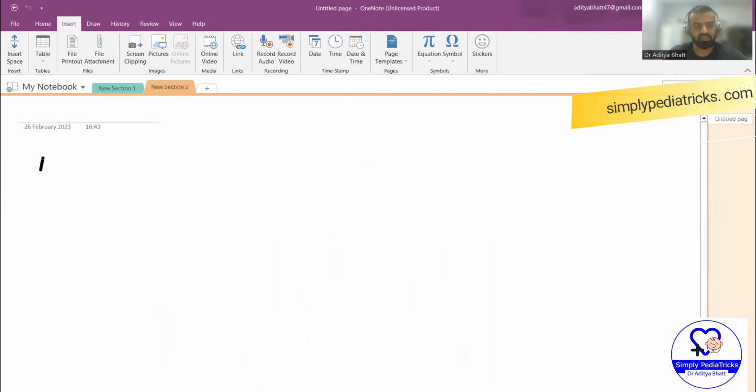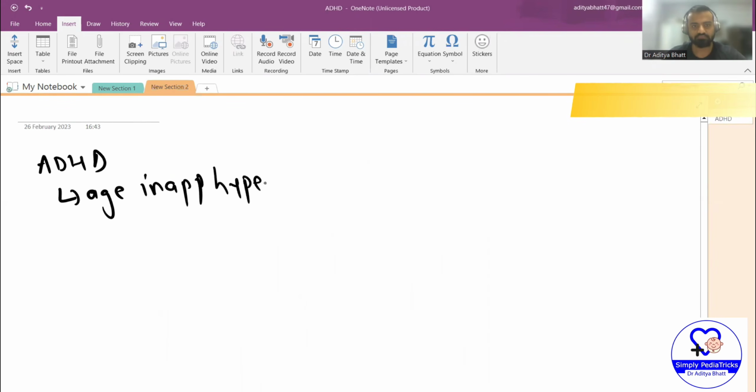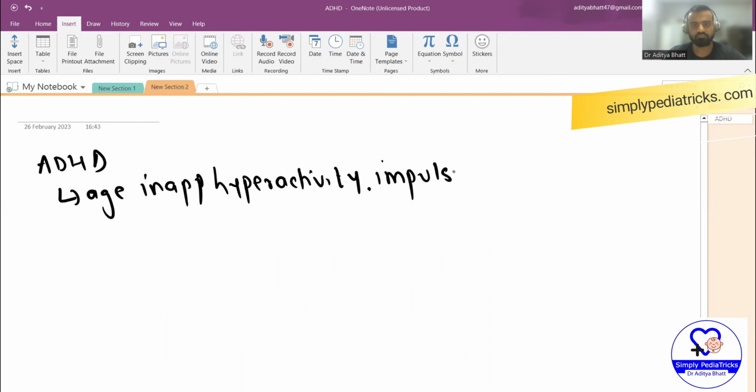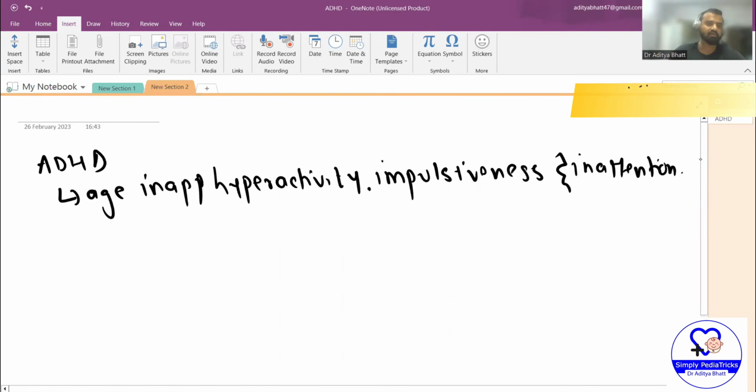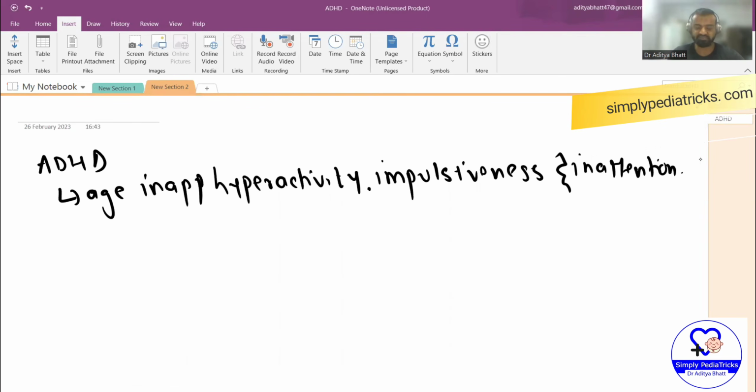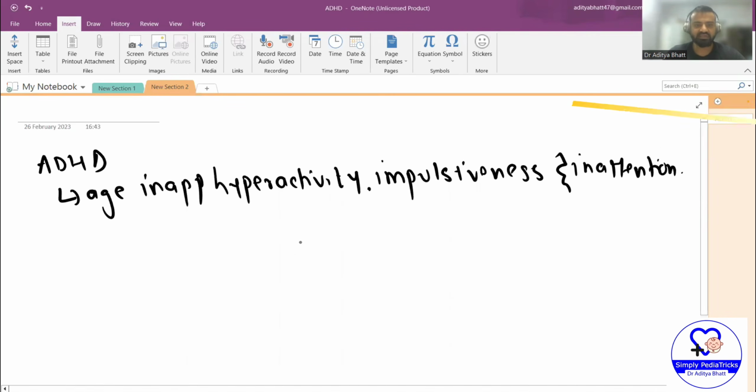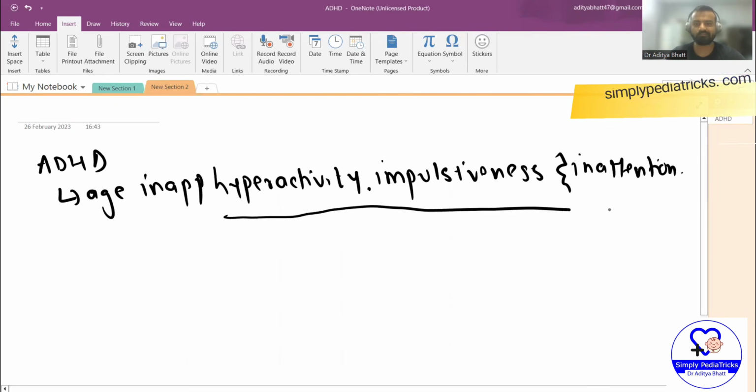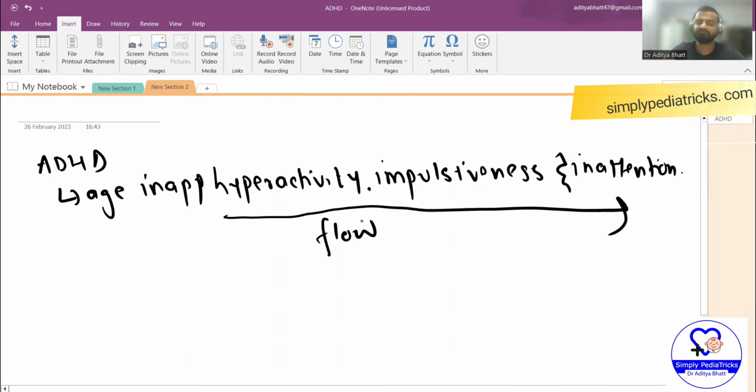So, ADHD is age inappropriate hyperactivity, impulsiveness, and inattention. Now, this is a very common thing in schools, and many children are overdiagnosed, and many children are underdiagnosed with this disease. Hyperactivity is usually the first of the bunch. Then impulsiveness occurs, and then inattention occurs. This is usually the flow of clinical features.